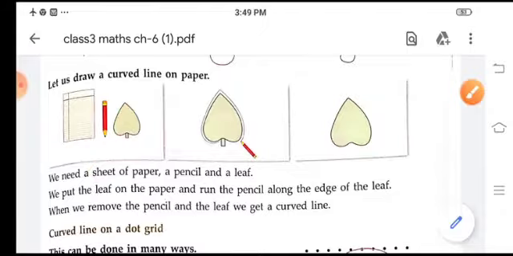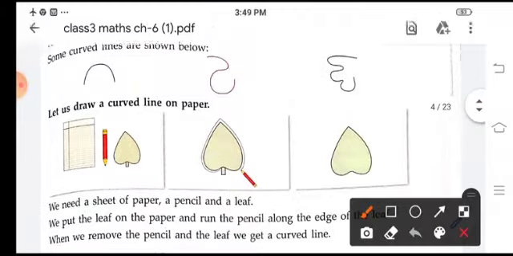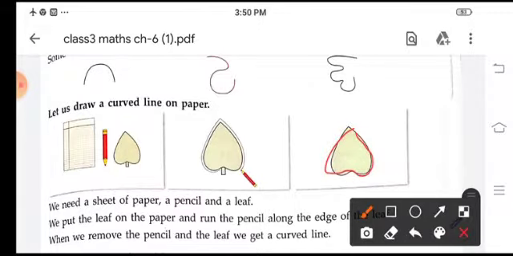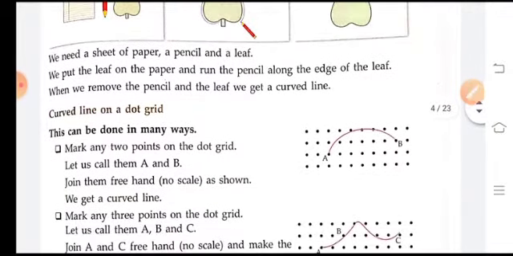And when we remove this pencil and the leaf, then we will see that the shape of the leaf is drawn on the paper like this. Okay, so this is a curved line. So in this way we can draw any shape on the paper.